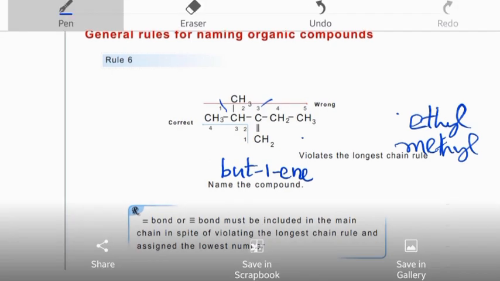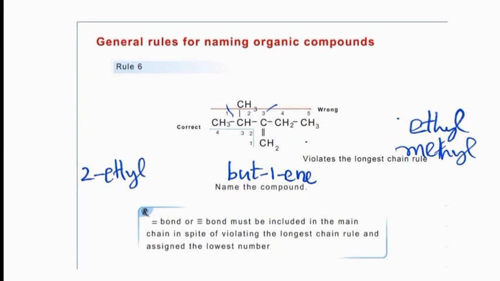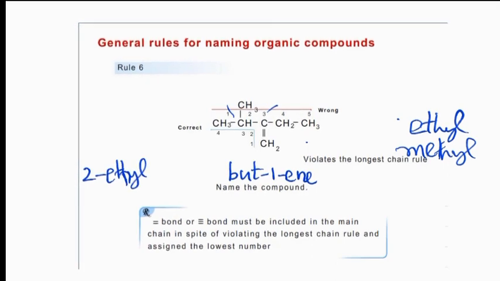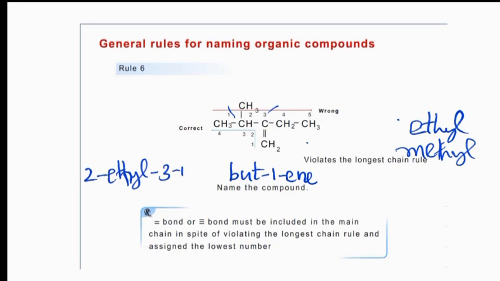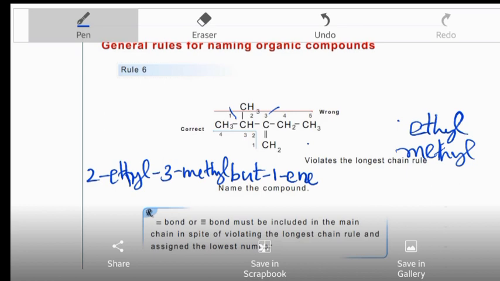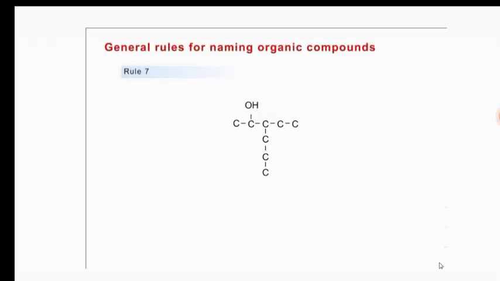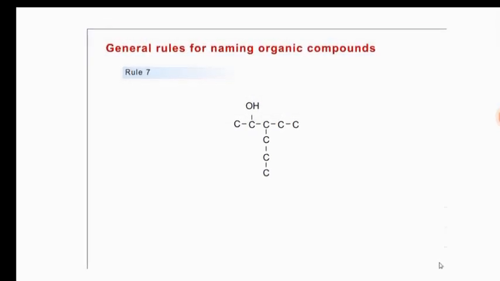So what you need to do is prioritize according to alphabetical order. It's not the locant that is important, alphabetical order is important. Even if the second position has the methyl group, you have to put it as 3-ethyl, 2-methyl. But here in the question it is like this: 2-ethyl, 3-methyl but-1-ene. That's how it has to be named.